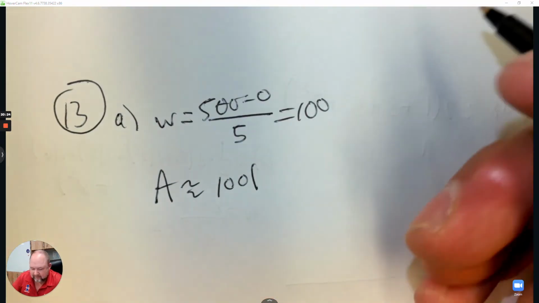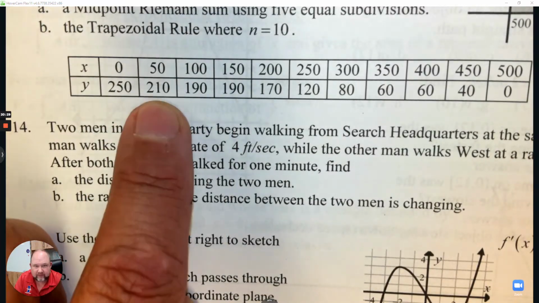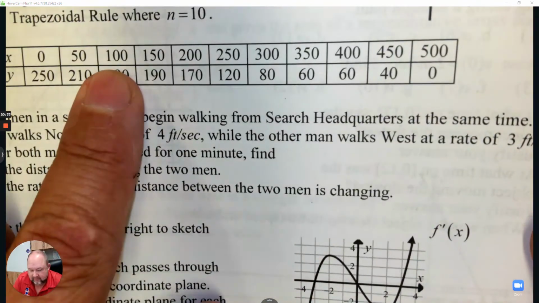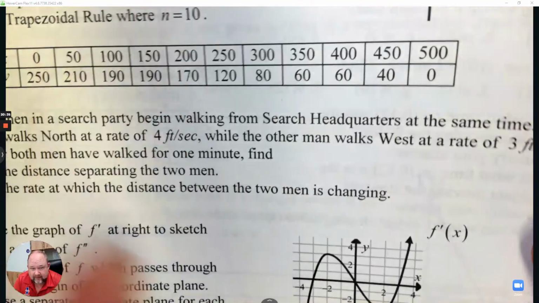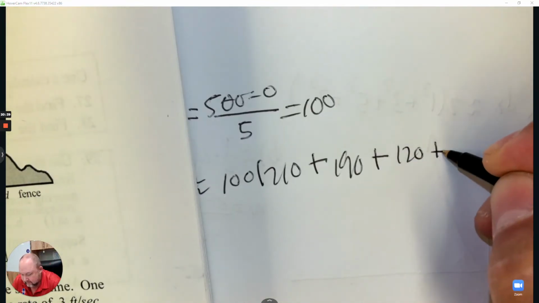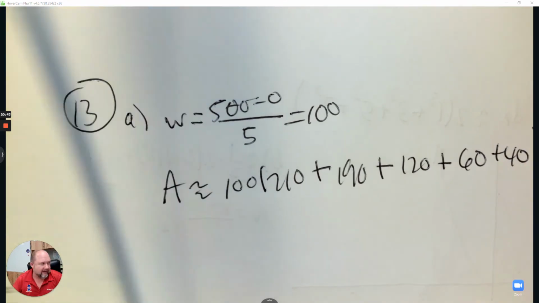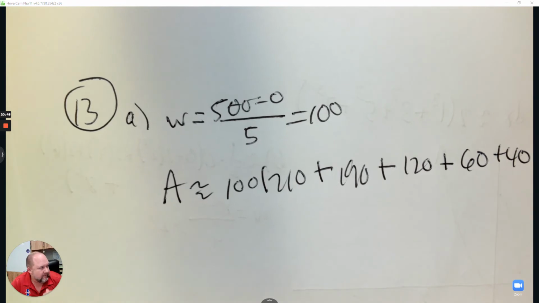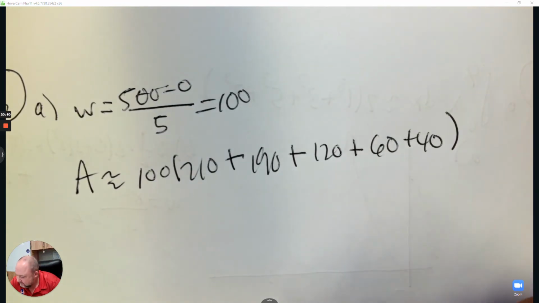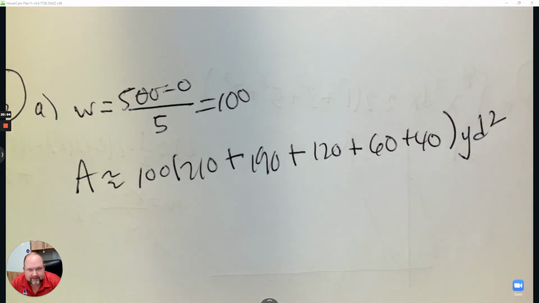Now a midpoint. The first interval goes 0 to 100, so the middle is 50, so you'd use 210 for the height. Next one, you'd use 150 for the height. Then you'd use 250 for the height, 350 for the height, 450 for the height, and then you'd have it. And that would be in yards squared. I have no desire to simplify that.